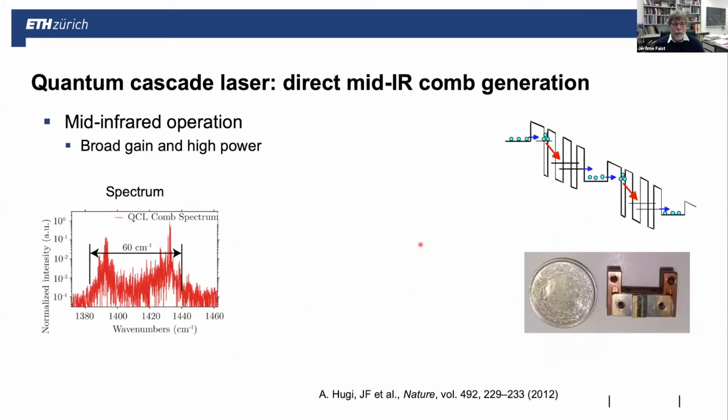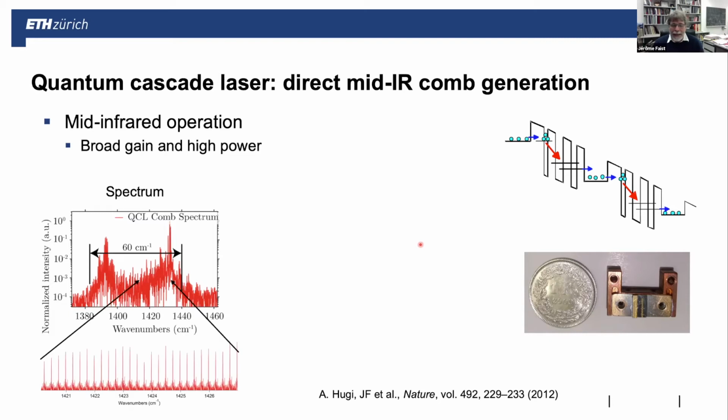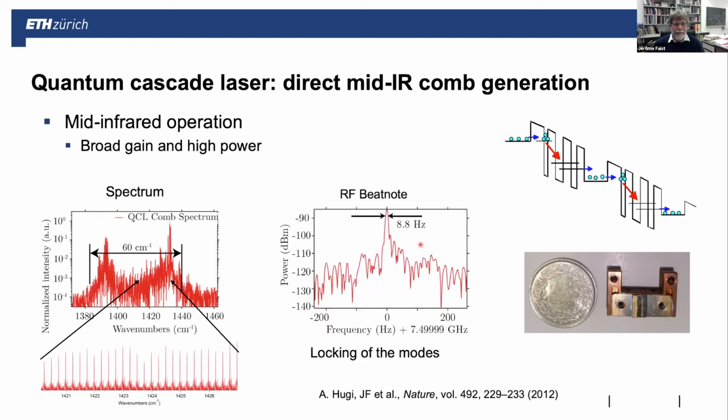Why so? Well, we realized a few years ago, and actually Andreas was the first author and the leader in that paper, that if you take a quantum cascade laser that operates in the mid-infrared and is broadband in its gain, you naturally have a device that tends to emit very regular spectra, in such a way that when you mix the modes together, beating them onto a single detector, we could observe an extremely narrow beat note.